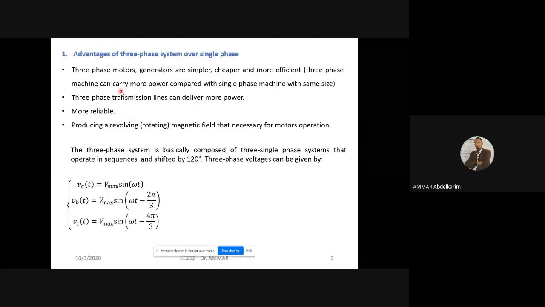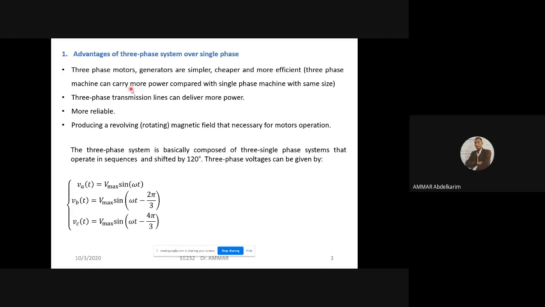So we said that the three-phase system is a combination of three single-phase systems. So this is the voltage expression of the three-phase system, VA, VB, VC. And those three voltages are shifted by 120 degrees or 2 pi over 3.